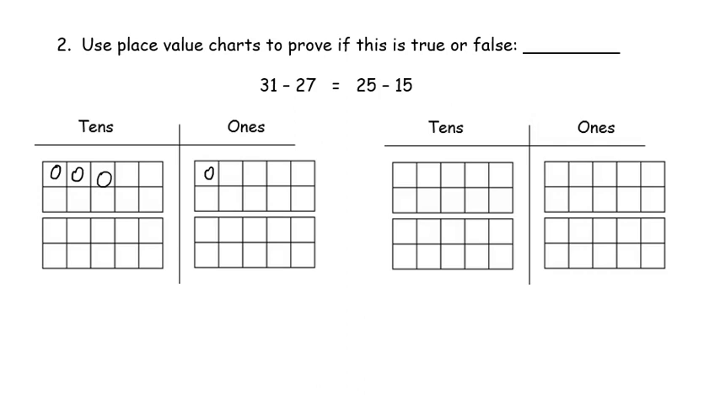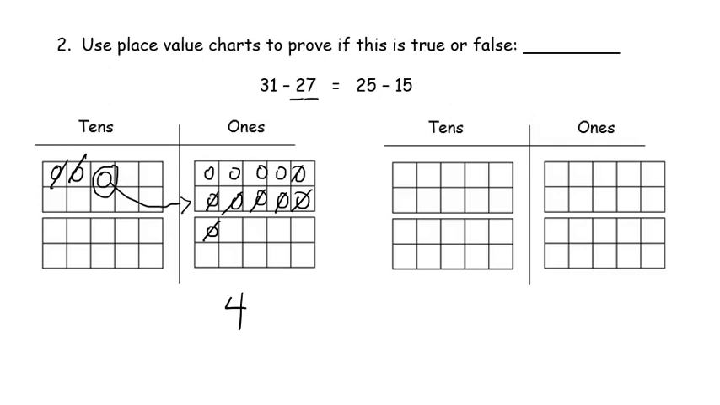I only have 1 one, so I'm going to decompose one of my tens into 10 ones. And that gives me a total of 11 ones, and now I can subtract those 7 ones. So I'll cross those off. And then I also need to subtract 2 tens, so I'll cross those off. And that leaves me with a total of 4 ones.